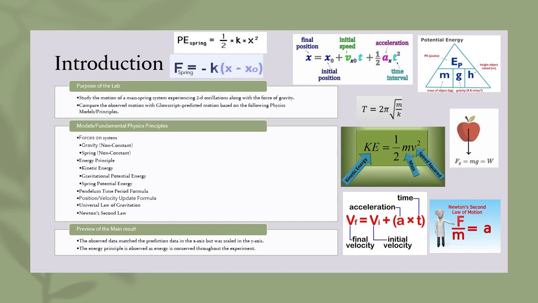The models and physics principles being used in this experiment are, firstly, the forces being gravity and spring, both of which are not constant, as well as the energy principle concerning kinetic energy, gravitational and spring potential energy, as well as the pendulum time period formula, the position velocity update formula, the universal law of gravitation, and Newton's second law. All of these equations can be seen on this slide.